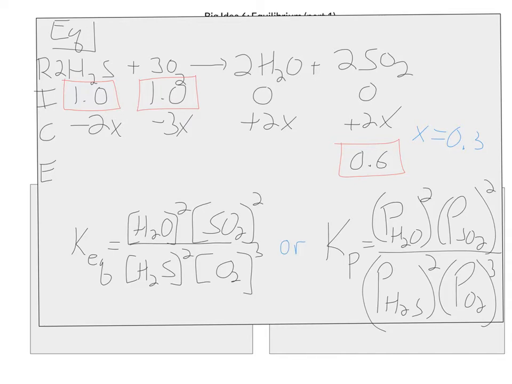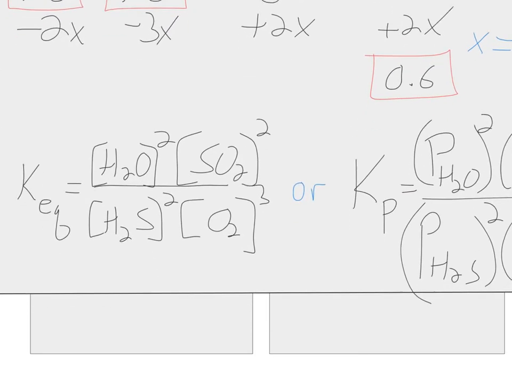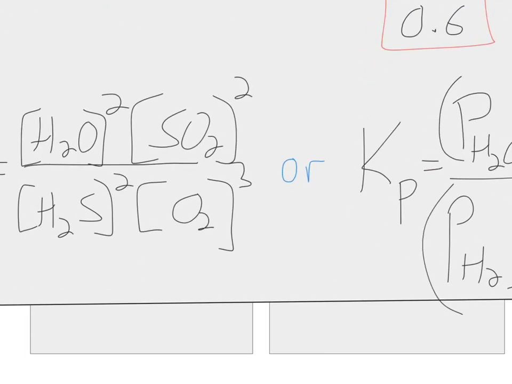K equilibrium and Kp are not the same thing. There is this generic equation which states that Kp is equal to Kc, and Kc is the same as K equilibrium, the concentration one. Those are all the same thing, times the gas constant times the temperature raised to the change in moles of gas.